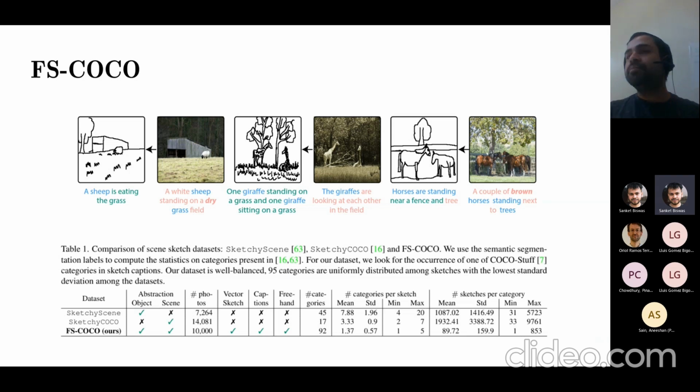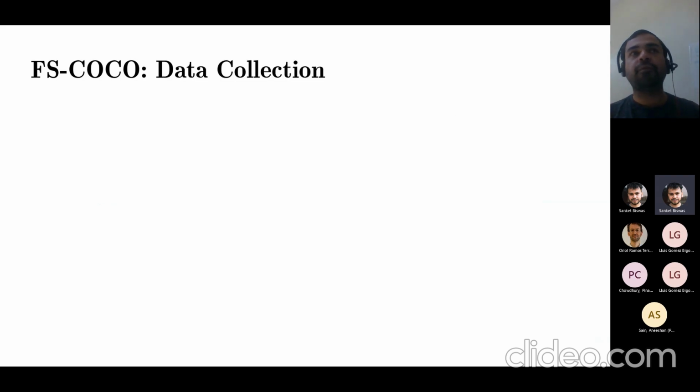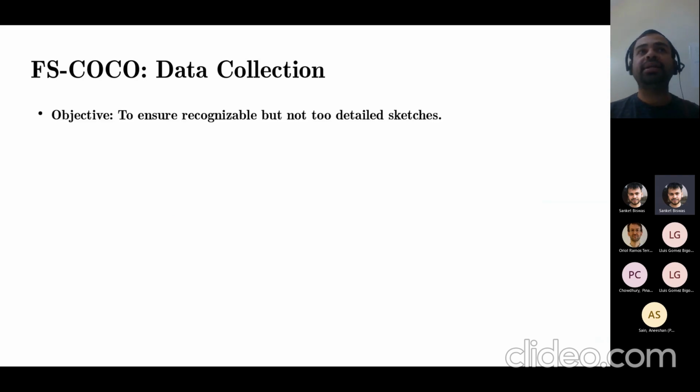So if a model performs well on these FS-COCO images or sketches, it means that it can actually understand a diverse sketch setup. And that's really what we are looking for from this particular dataset. Now, I'll just briefly describe how we collected the dataset.